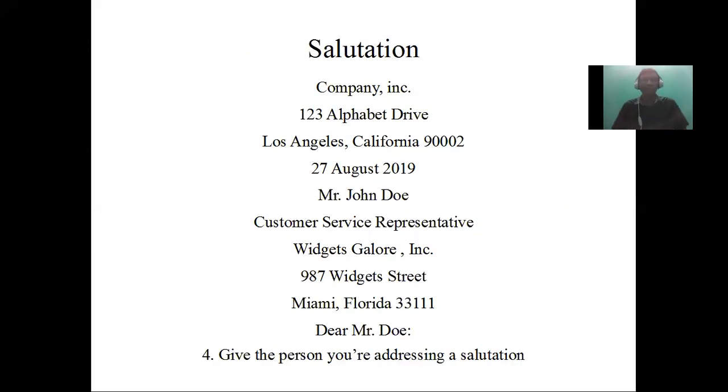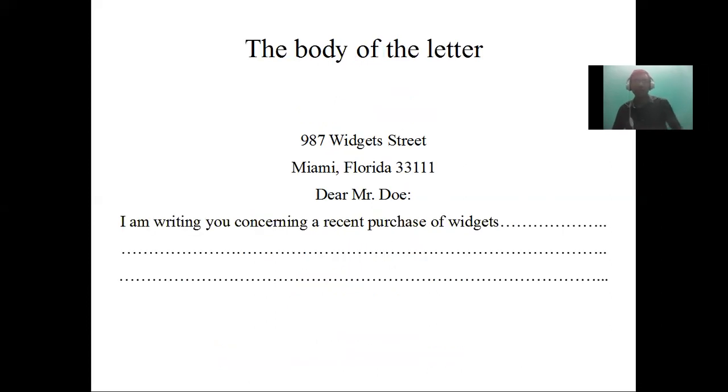Okay, then comes the matter of salutation. Salutation is also very important. I have used Dear Mr. Doe. So you give the person you are addressing a salutation. That means Mr. Doe is someone with whom maybe I have an account. That's why I have addressed him as Dear Mr. Doe. Then comes the body of the letter. I've just given an example that after the salutation comes the body: I am writing you concerning a recent purchase of... I have not filled in the details, just to give you the idea.